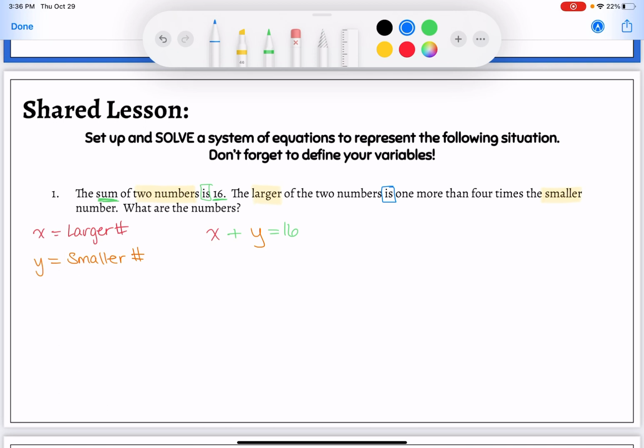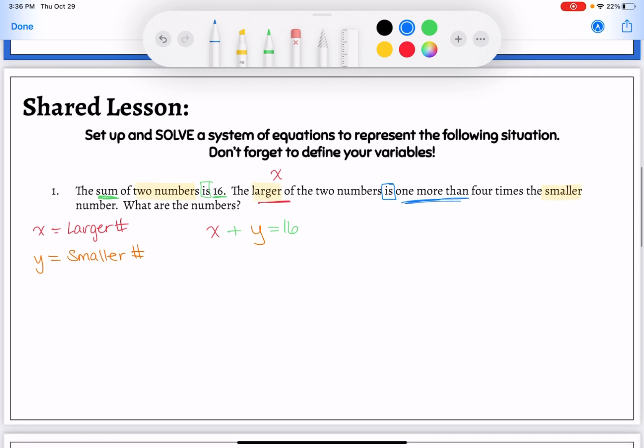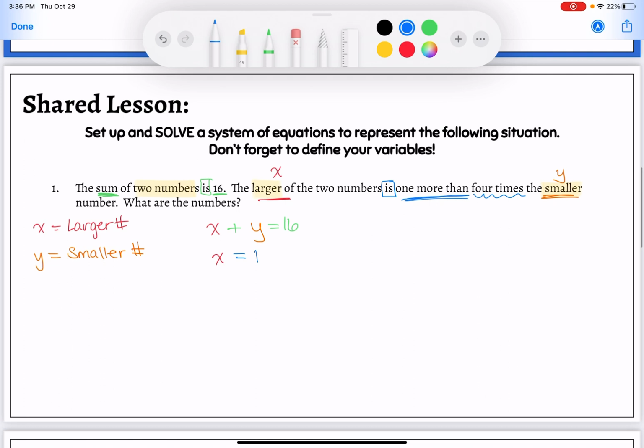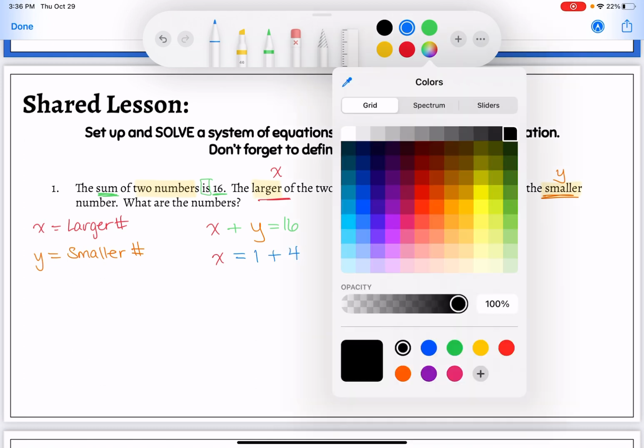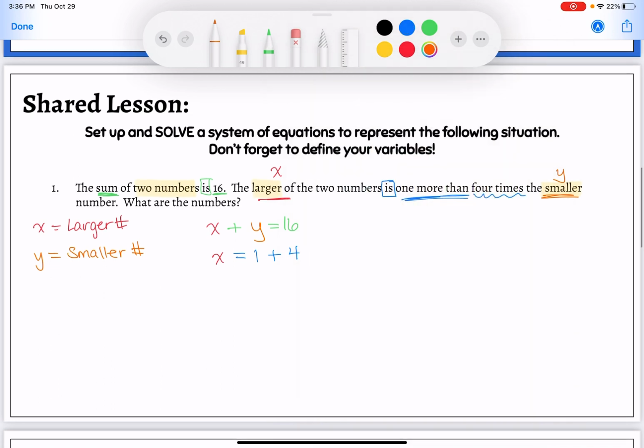All right, now the second sentence: the larger of the two numbers is 1 more than 4 times the smaller. So the larger was X. So X is 1 more than 4 times the smaller, and the smaller number we said was Y. So the larger number, X, equals 1 plus 4 times the smaller, which is Y. 4 times Y. All right, there's our system of equations. We got it set up.